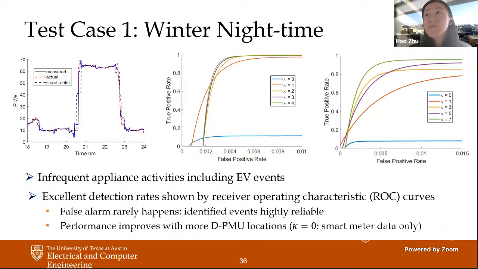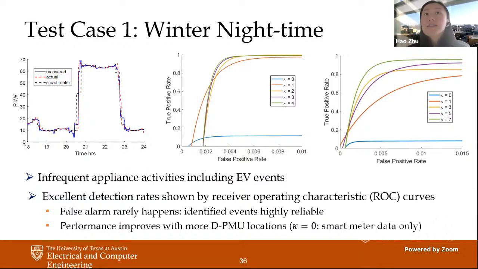When there are no feeder level measurements, using only smart meter data, because of this issue of time averaging, the performance is very poor. We can only identify about 10% of EV events. But with just one feeder level measurement, we can increase that to almost 90%. And of course, the more the merrier, as shown by this increasing trend of the curves. I also want to point out that because the EV load is very large, false alarms rarely happen, because it has to show a very large jump or drop of the load profile that could mislead us to say this is an EV event when in fact it is not.